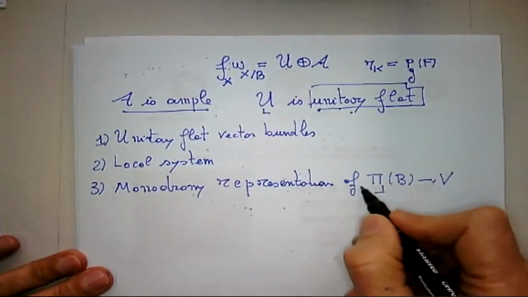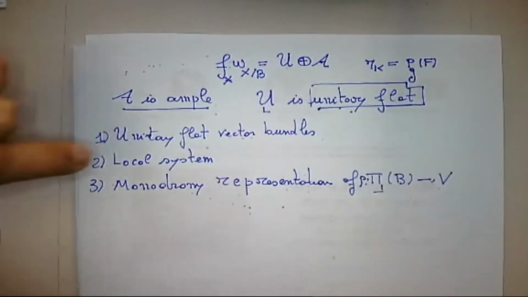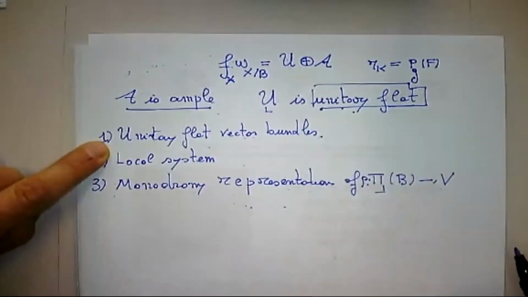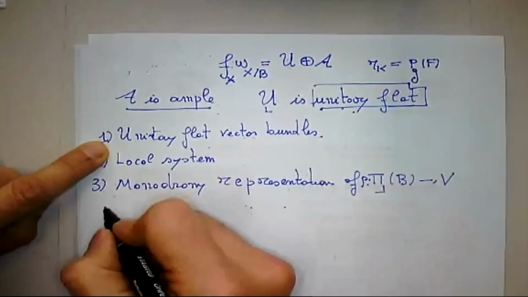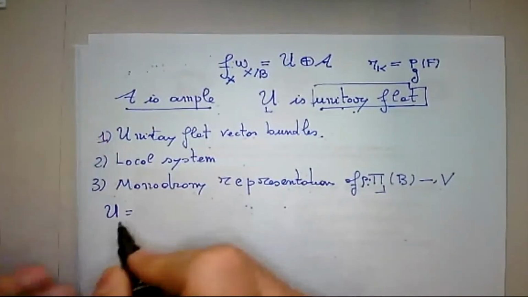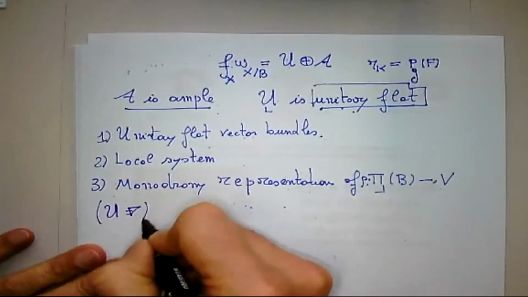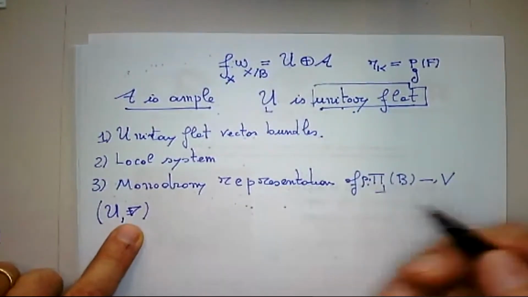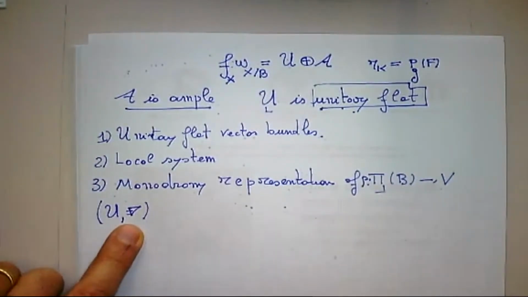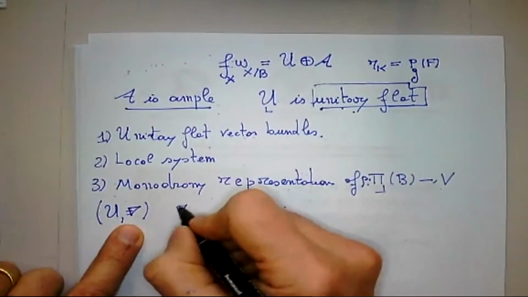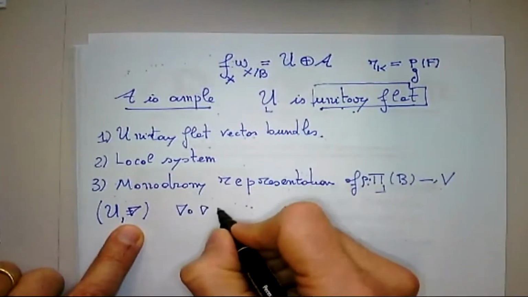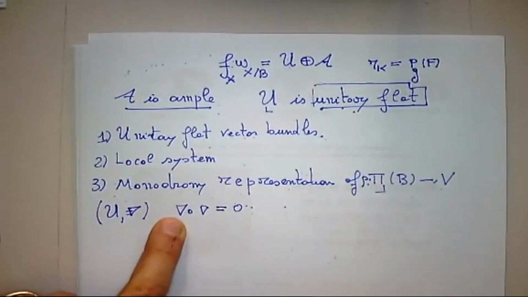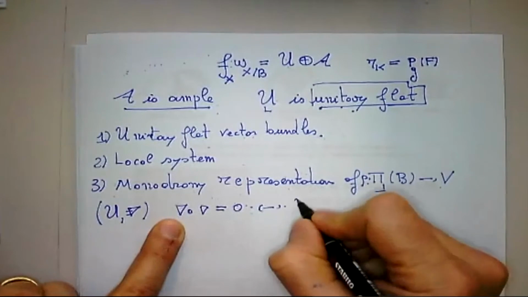So what is a unitary flat vector bundle? A flat vector bundle, when I say flat, means that you have a connection on U such that it has zero curvature. It's like a differential geometry notion, which means the curvature of the connection is zero. This means flat, unitary flat.